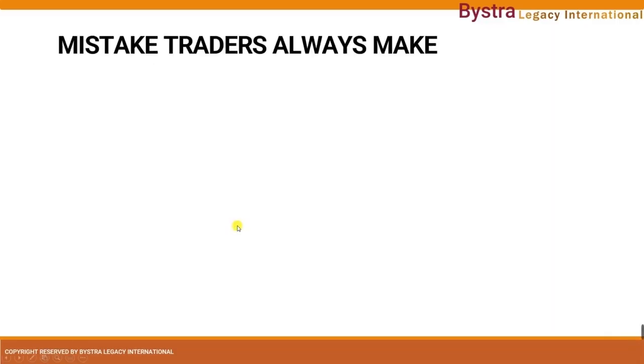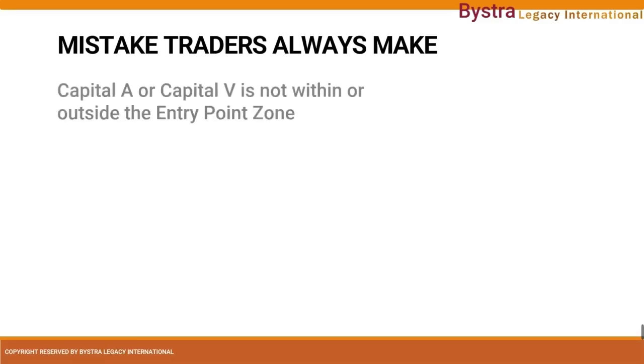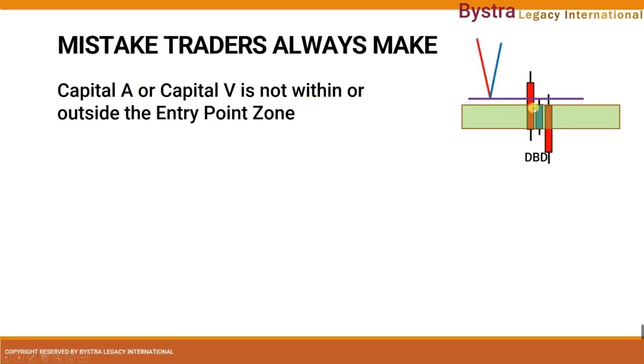Now let's look at some of the mistakes that traders always make. So first of all, a lot of traders do not understand the proper entry point, which is the rally base rally and also the drop base drop. Sometimes they choose an entry point that does not contain the resistance or the support. What I'm saying here is that the resistance or the support is not within the entry point zone, as you can look here, an example.